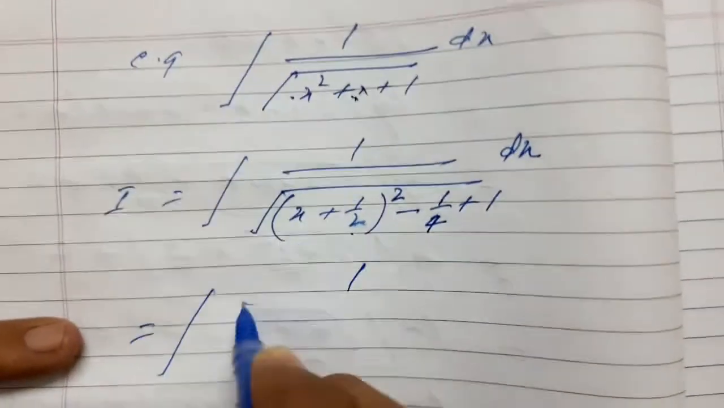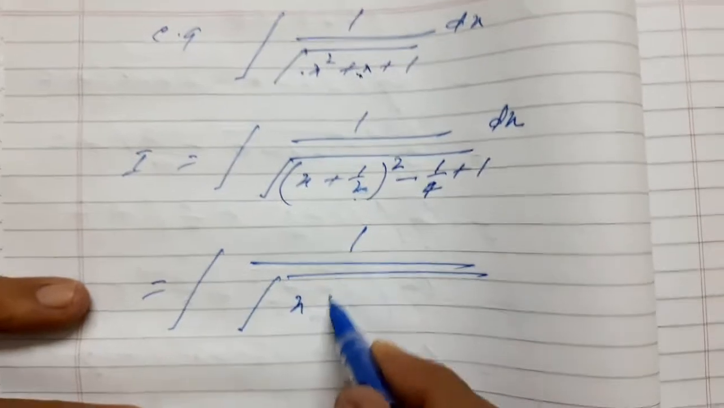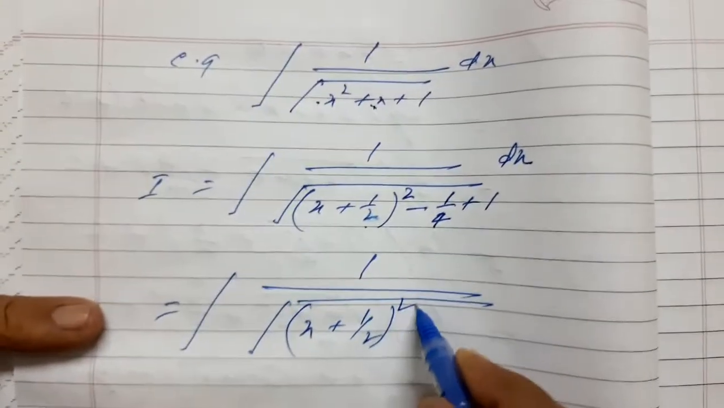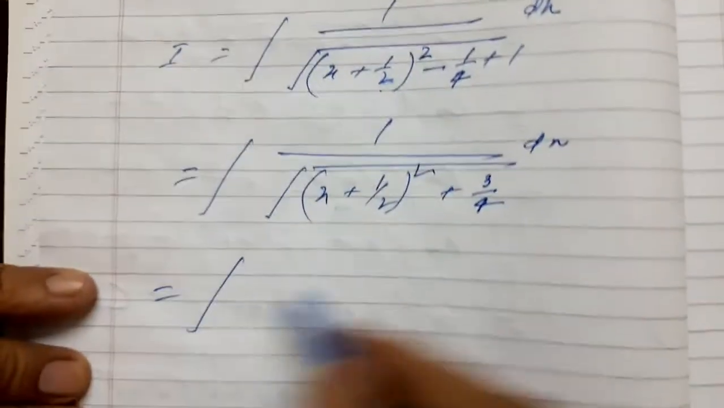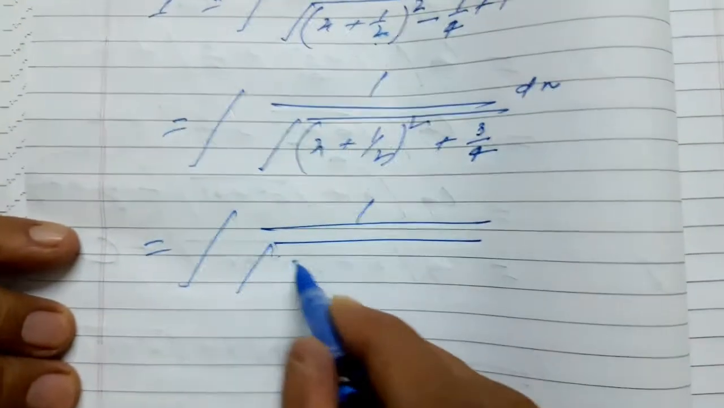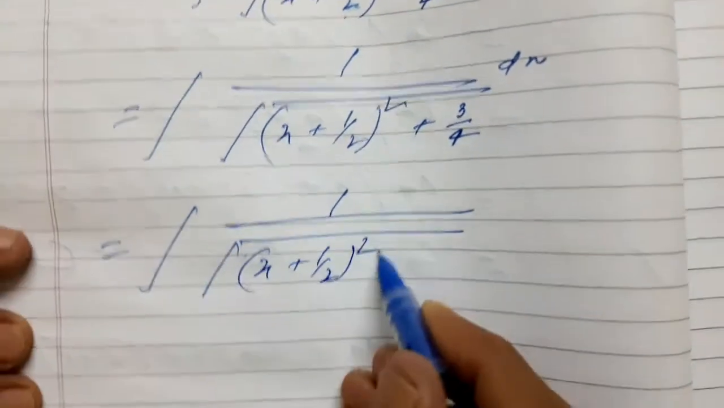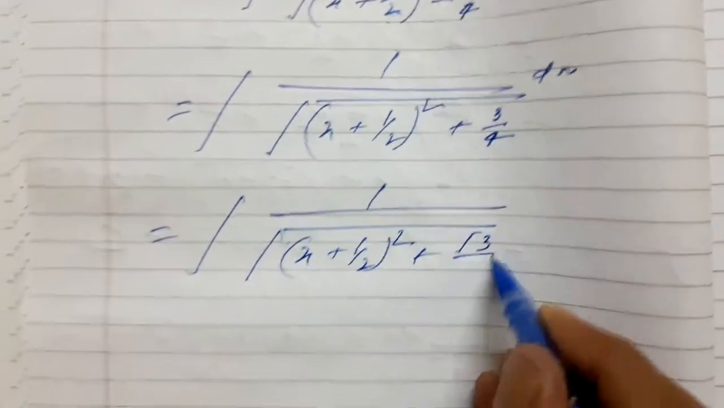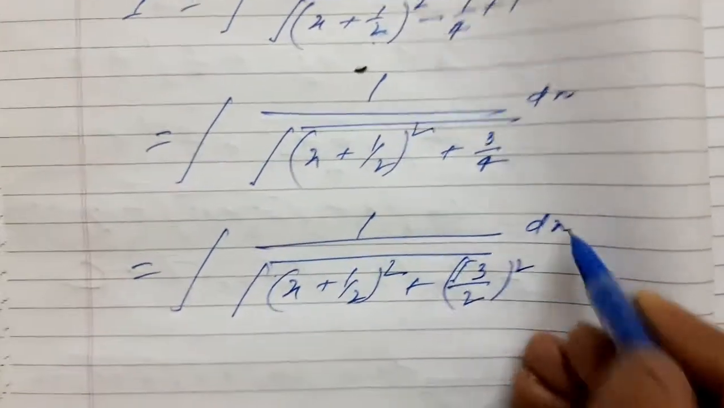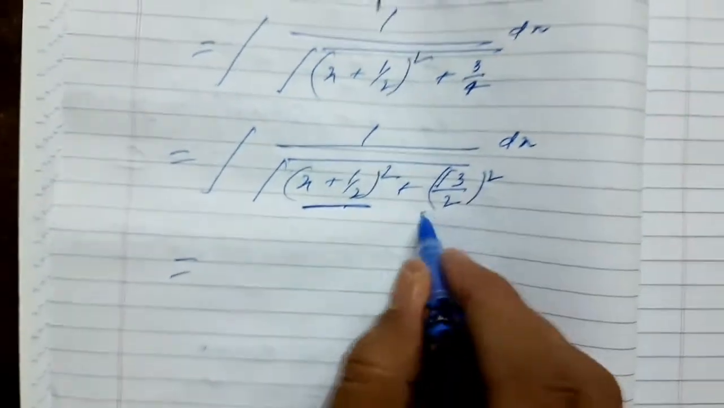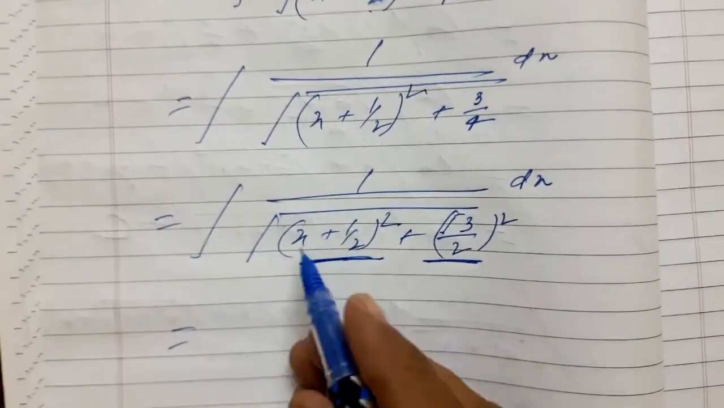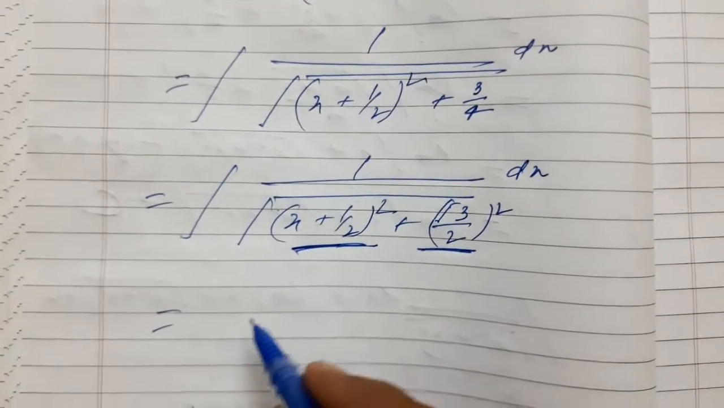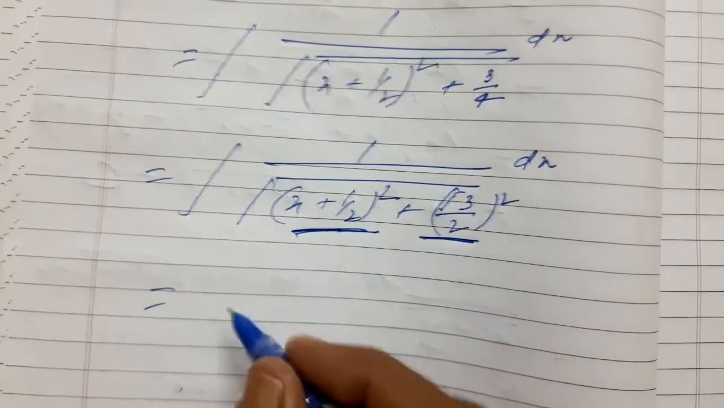When we solve inside the root in the denominator, it will be x plus 1 by 2 whole square plus 3 by 4 dx. That we can write as 1 upon root under x plus half whole square plus root 3 by 2 whole square and dx. That gives you the result. This is the model of x square plus a square. Well, x is x plus half whole square. Well, a is root 3 by 2. So you got a result, and earlier you have gone through the result of the model 1 upon root under x square plus a square. So we'll use that here.